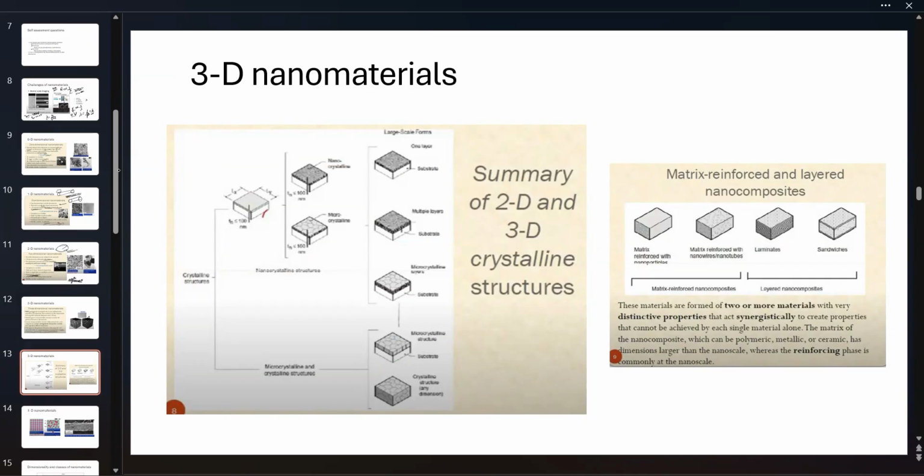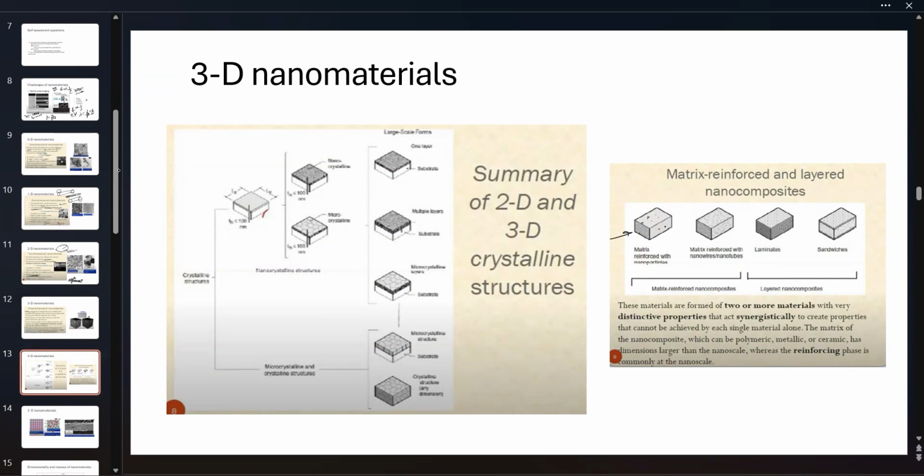And if you stack multiple of these nano layers, nanofilms, thin films, you get a composite of them, which would give you a 3D nanomaterial. There are some examples of matrix reinforced layer nanocomposites. Here you have bulk, which has small nanoparticles inside.